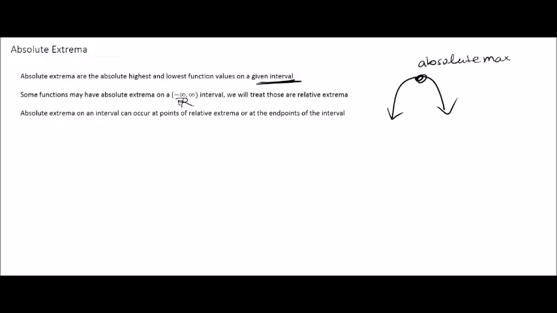And lastly, the big difference between the absolute and the relative is that the absolute extrema on an interval can occur at points of relative extrema or at the endpoints of the interval, which means we need to test the endpoint values to see if they are higher. Now, throughout this, we need to remember what we're looking for. The absolute extrema are the actual highest and lowest function values in an interval.